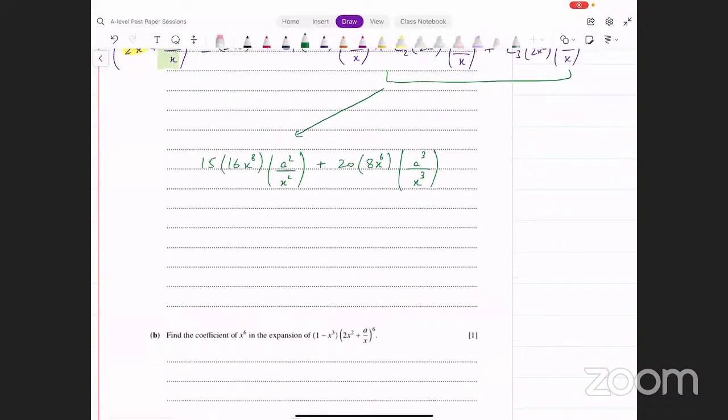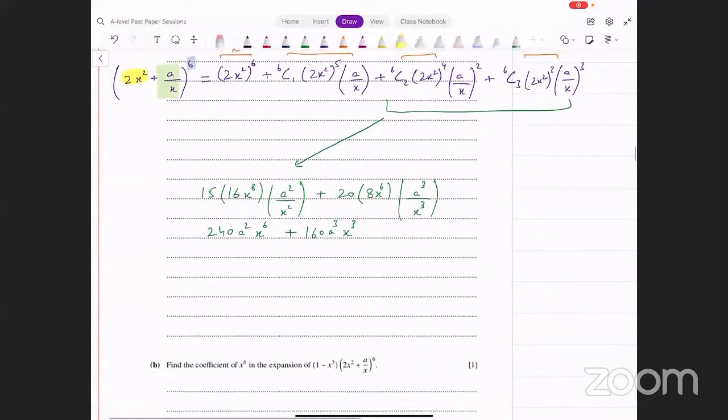अब इसको simplify कर लें. आपके पास क्या आ जाता है? 15 into 16, what's that? That's going to be 240 a square. And you can see this is x power 8, this is x power 2. ये क्या बन जाएगा? X power 6. 20 into 8, that is 160 into a cube into x raised to power 6 minus 3. That's going to be x cube as well. ये आपके पास दो टर्म्स आ गई. एक आपके पास आ गया 240 a square, दूसरा आ गया 160 a cube.